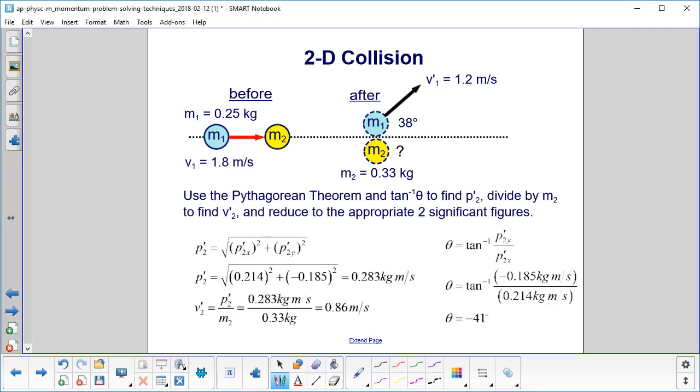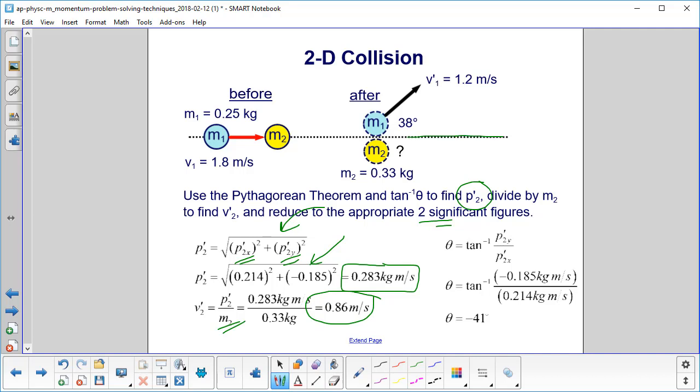Now we go ahead and use Pythagoras and also the inverse tan, and that will find our final momentum of the second sphere, P prime 2. Then we divide it by m2 to find the velocity, and finally we'll reduce to two significant figures at the end. So right here is our momentum. It's P prime 2x squared plus P prime 2y squared. We substitute in the values from the previous slide, and we find that P prime 2 has a magnitude of 0.283 kilogram meters per second. To find the velocity, we just divide by its mass, and we get 0.86 meters per second. We cut that down to 2 sig figs.